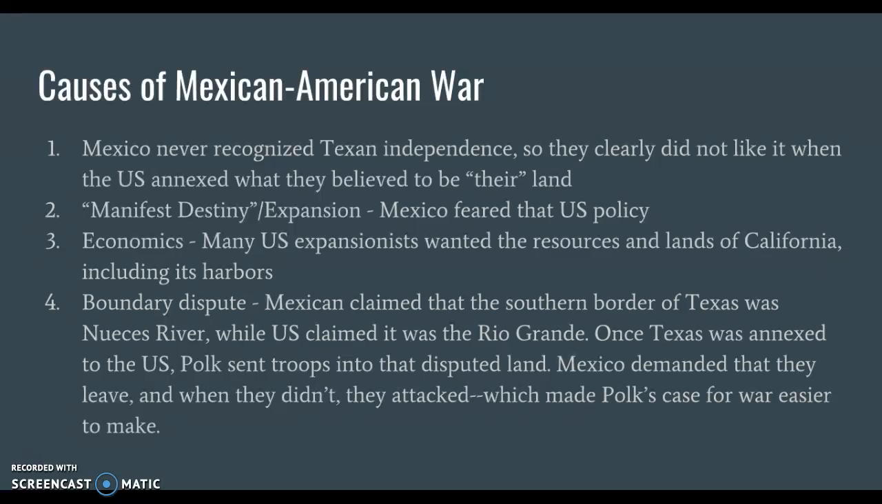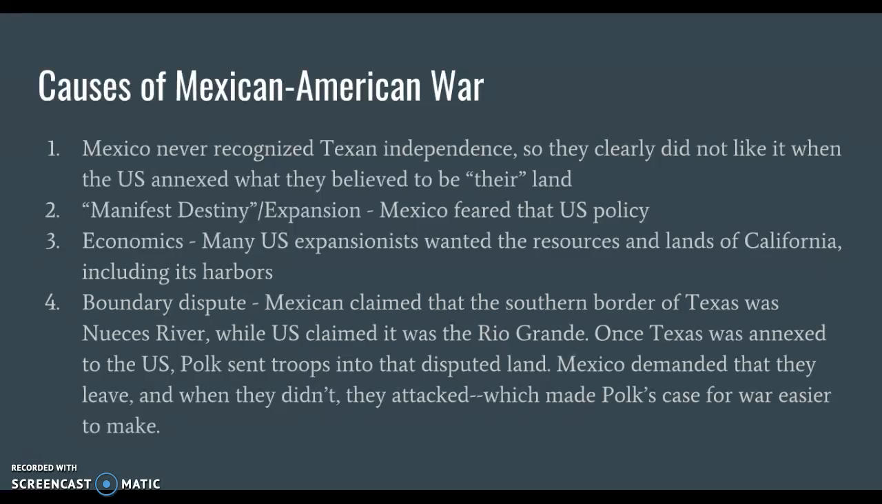So once Texas was annexed to the United States, James Polk, the president at this time, important to know, is going to send troops into that disputed territory. And Mexico's going to demand that they leave, because to Mexico, they think you're in our territory, whereas to America, they're going to think, no, this is our territory, when in retrospect, it was the disputed territory. And so when the American troops don't leave, Mexico's going to attack.